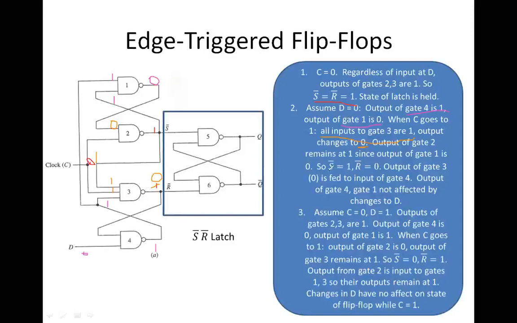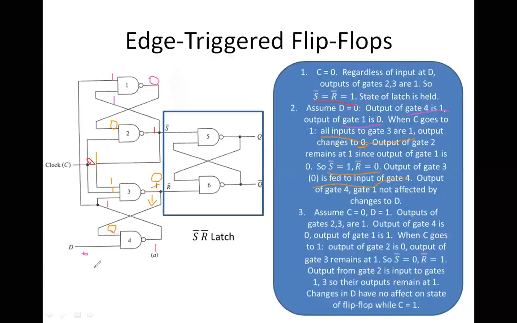So S bar is 1 and R bar is 0. So the output of gate 3 will be equal to 0. This is fed to gate 4. This 0 will come here and it will sit here at gate 4. Output of gate 4, and gate 1 is not affected by changes to D.